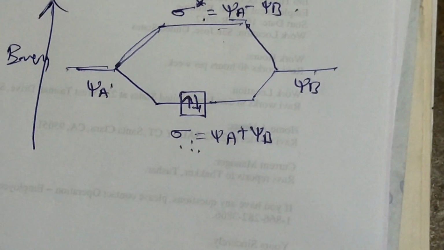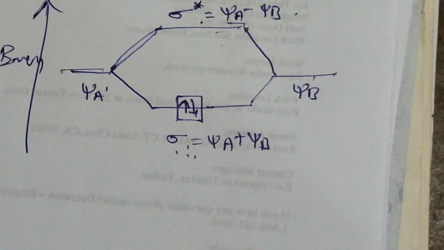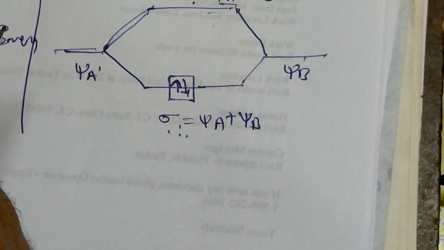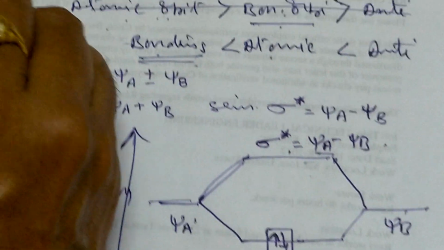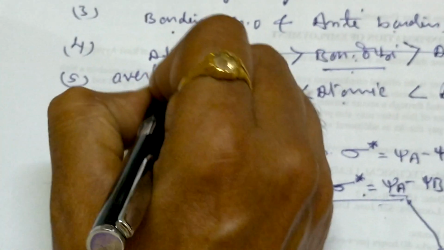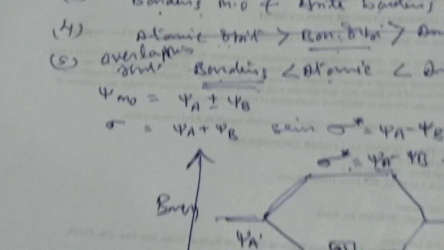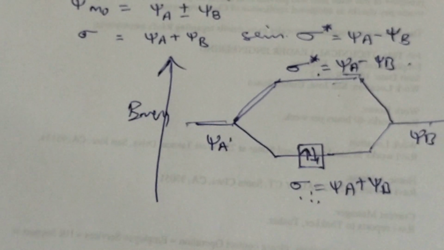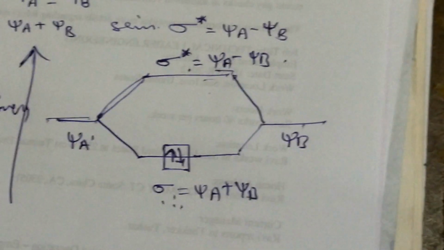So the conditions are the same symmetry, and normally the z-axis will be the participating axis. And one more condition: the overlapping should be more. That is also another condition for the formation of molecular orbitals, or the conditions for a combination of atomic orbitals.